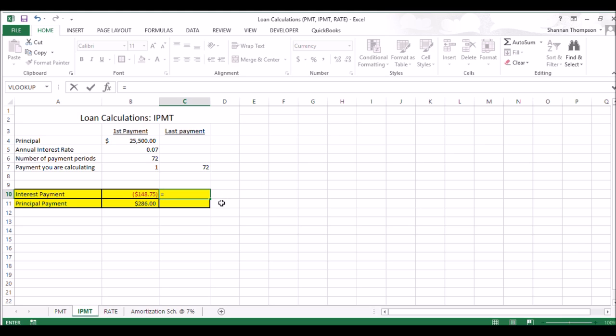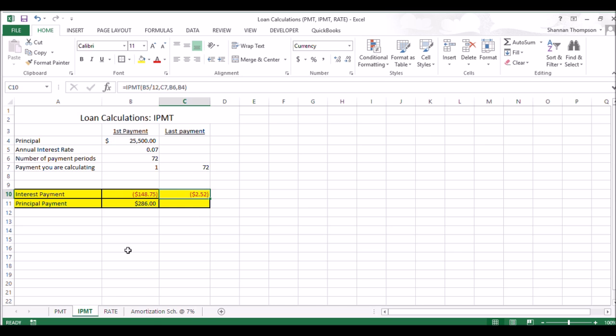So you're going to do your same formula, IPMT, and you're going to do everything the same, your rate, but instead for the period that you want to figure out, you're going to do 72 instead of 1, and then 72 and then your principal amount. And that's going to be your last interest payment at the end of 6 years.